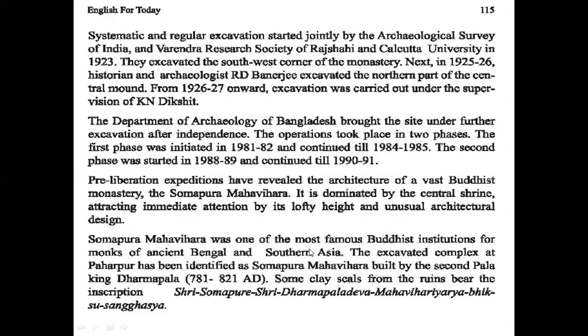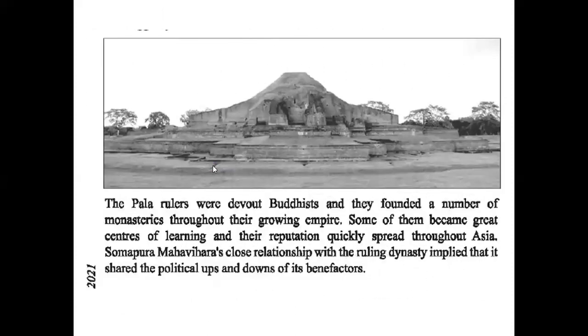Shompura Mohabihara was one of the most famous Buddhist institutions for monks of ancient Bengal and Southern Asia. The excavated complex at Paharpur has been identified as Shompura Mohabihara, built by the second Pala king Dharmapala in 781 to 821 AD. This is his ruling period. Some clay seals from the ruins bear the inscription Sri Shompur Sri Dharmapala Deva Mohabihariyara Bhikshu Sanghasya. Here is the beautiful archaeological site of Shompur Mohabihar.